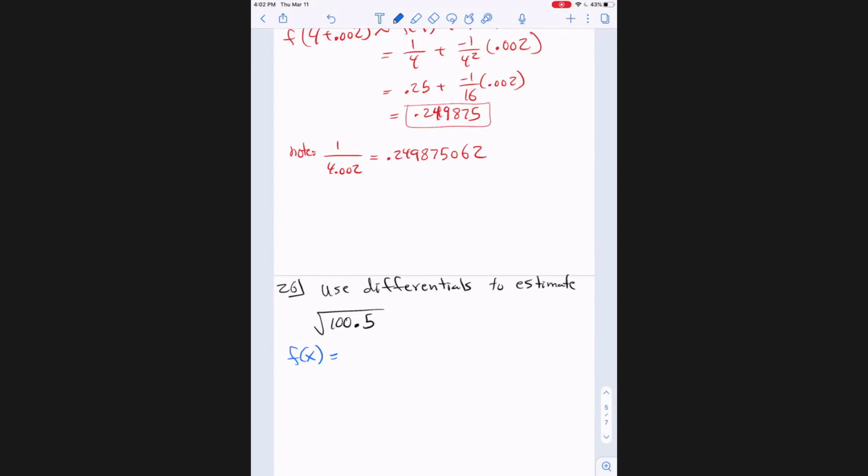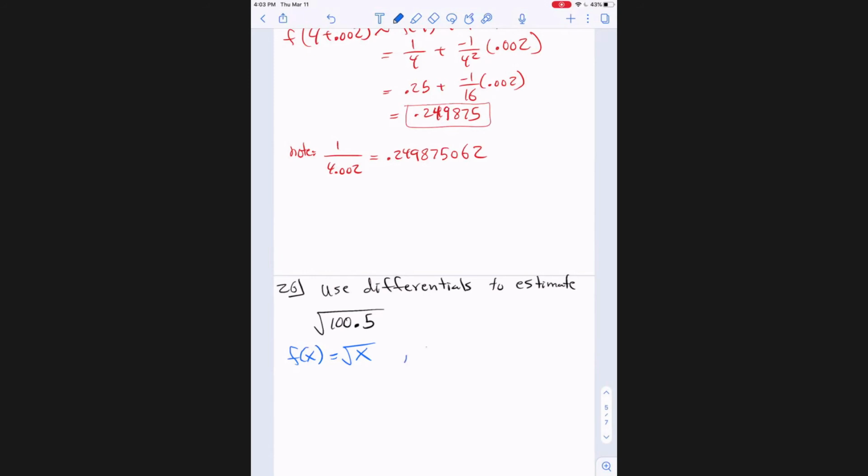Take a guess. Is it 1 over x? No, it's square root of x, because you're taking the square root of something. Right? Does that make sense? Now?